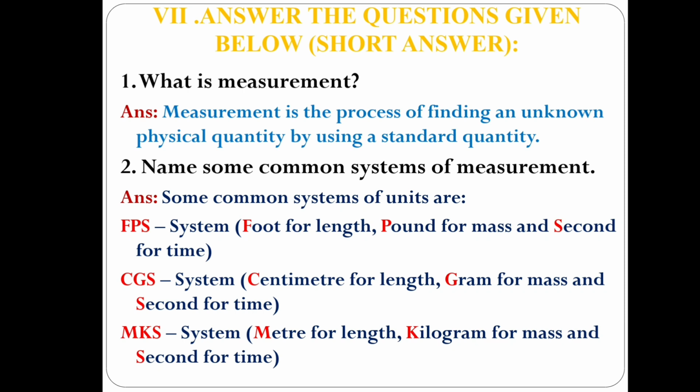Second question, name some common systems of measurement. Some of the common systems of units are FPS system, foot for length, pound for mass and second for time. CGS system, centimeter for length, gram for mass and second for time. MKS system, meter for length, kilogram for mass and second for time. These are the three common systems of measurement.